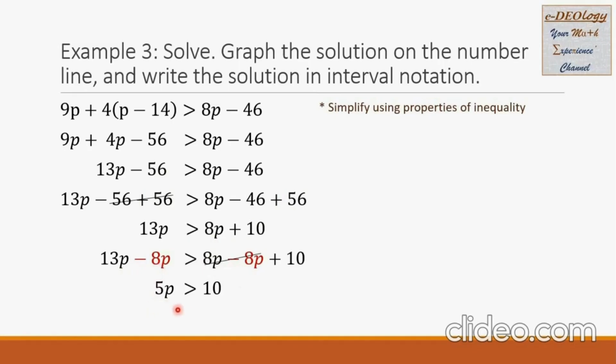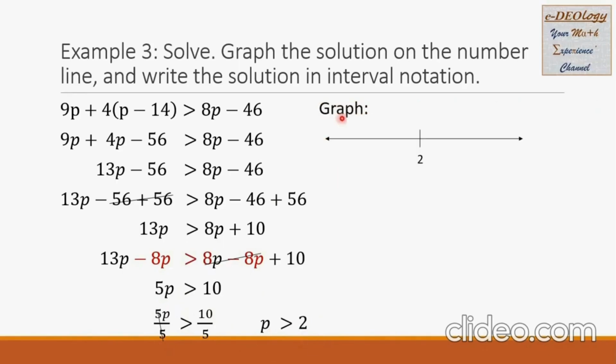We want to make the coefficient of p equal to 1. We will divide by the coefficient 5. So 5p over 5 is greater than 10 over 5. We can cancel the coefficient and the divisor. Only p comes down here, and greater than 10 divided by 5 is 2. So our answer is p is greater than 2.